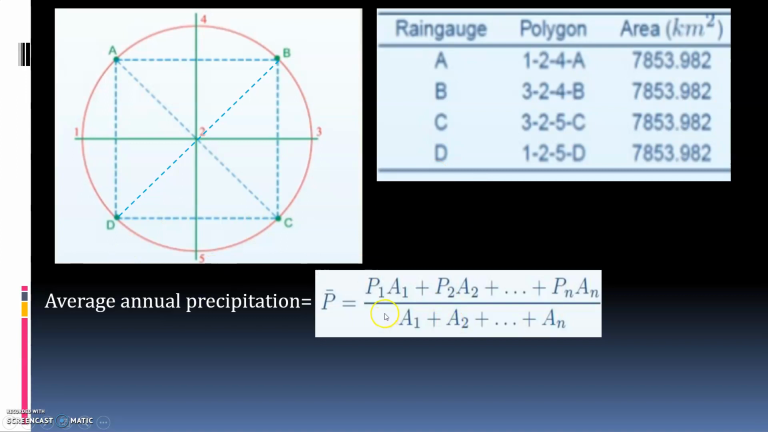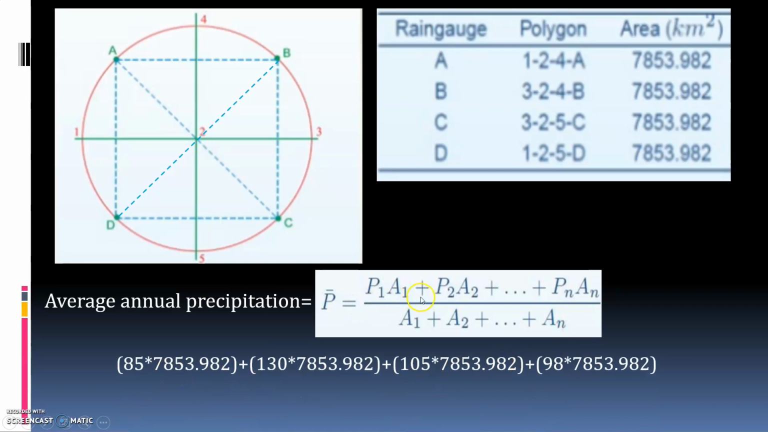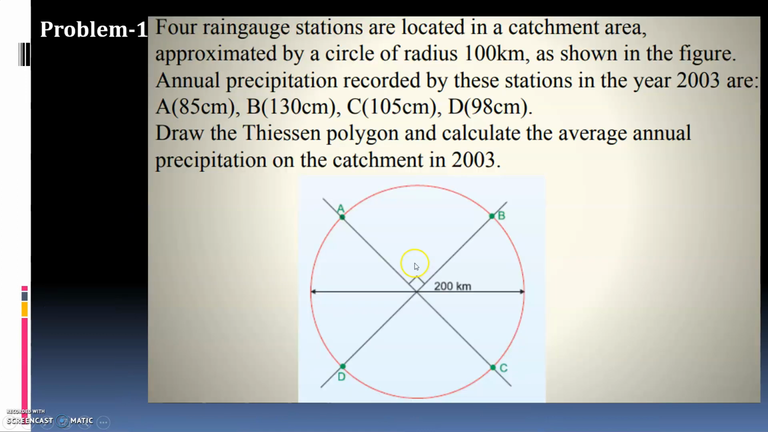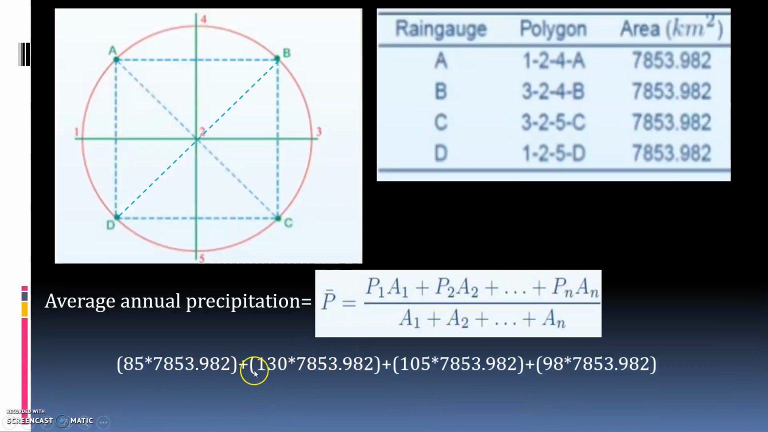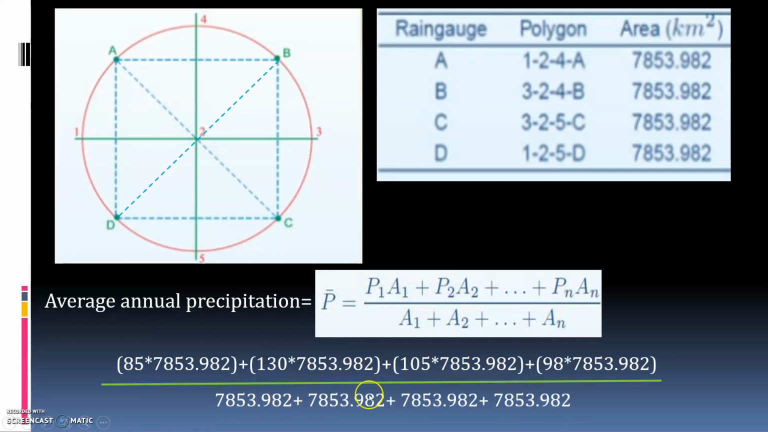After that, you have to calculate the average annual precipitation. The formula is P equal to (P1A1 plus P2A2 plus up to PnAn) divided by (A1 plus A2 till An). So substitute P1 as 85, this given value, into area. Similarly, plus P2 is 130 into area, plus 105 into area, and so on, then divided by the total area. Then you will get P equal to 104.5 centimeter.